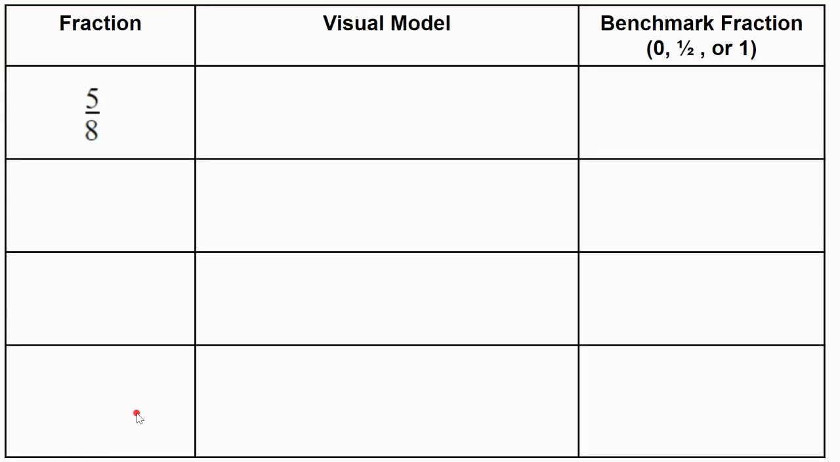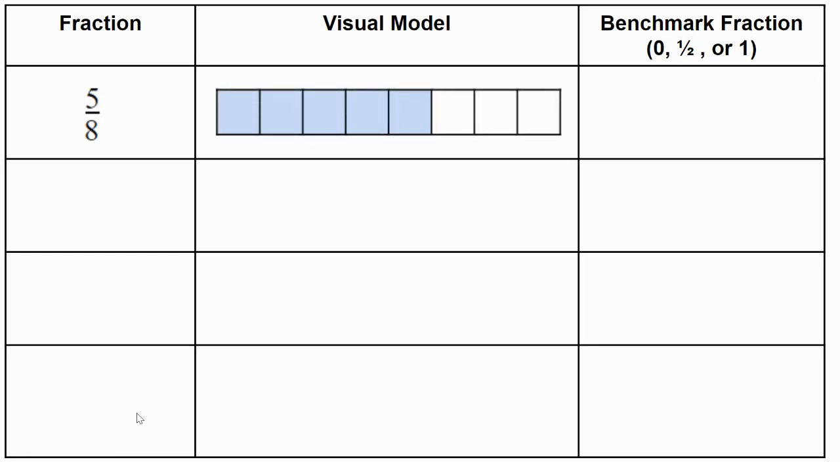Now let's try 5/8. First, we'll create a visual model that has 8 equal parts, and 5 of them are shaded. Let's draw a line at that halfway mark. So half of 8 is 4, so we'll draw a line after the 4th part. We can see in this visual model that we have 1 part that's shaded after the halfway mark, but 3 more parts need to be shaded to get to the 1 whole mark. So 5/8 is closest to 1/2.